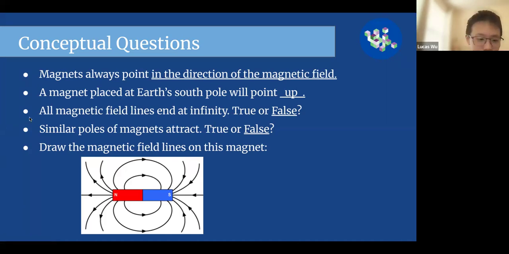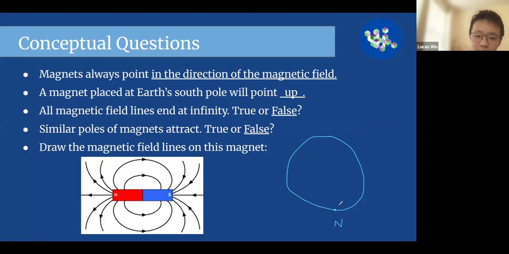A magnet placed at Earth's south pole will point... All right, let's think about this. So this is our Earth. And remember, over here, it's pointed at the South Pole, right? The South Pole of the Earth, that's the geographic South Pole of the Earth. That's the magnetic North Pole. So this will be as if this is the North Pole of the magnet, right?